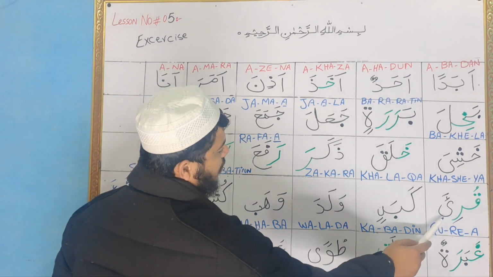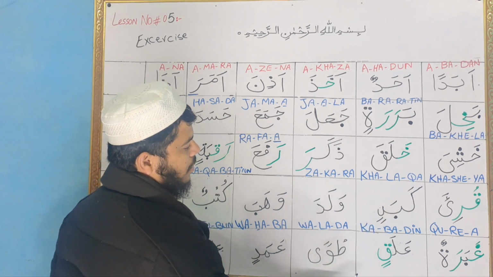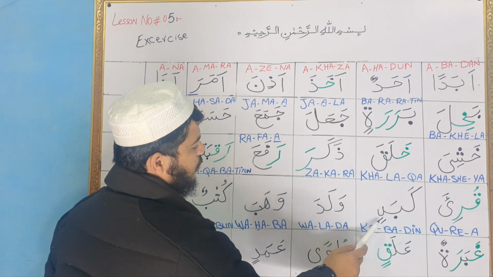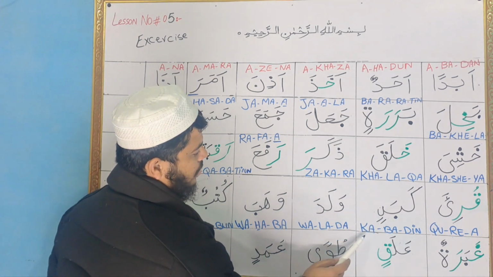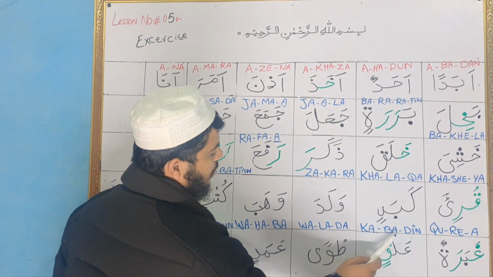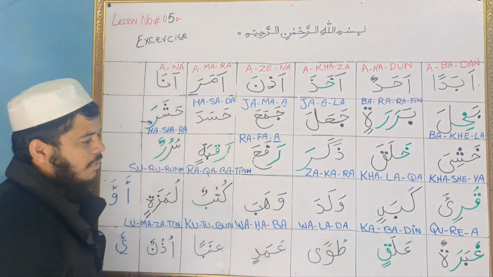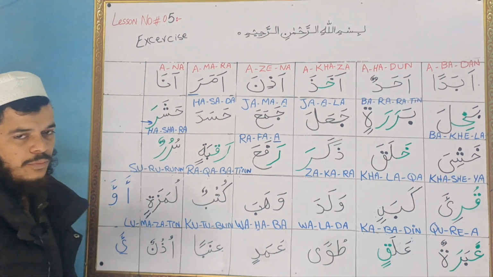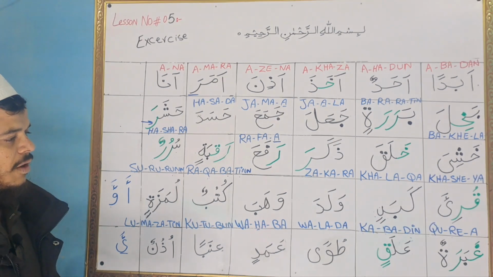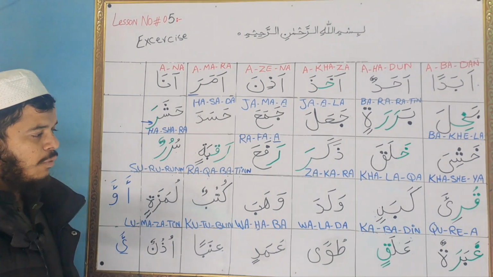So quri a, kaf fatha ka, ba fatha ba, dal two kasras din, Kaaba din. We should practice with spellings and without spellings. Basically, our goal is to read without spellings and as a word.